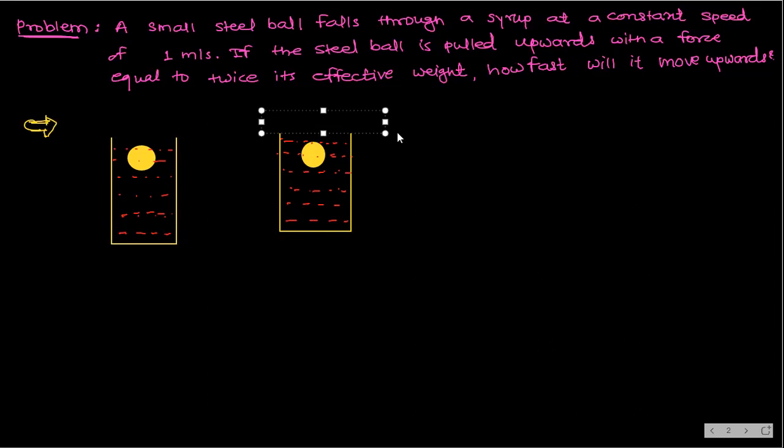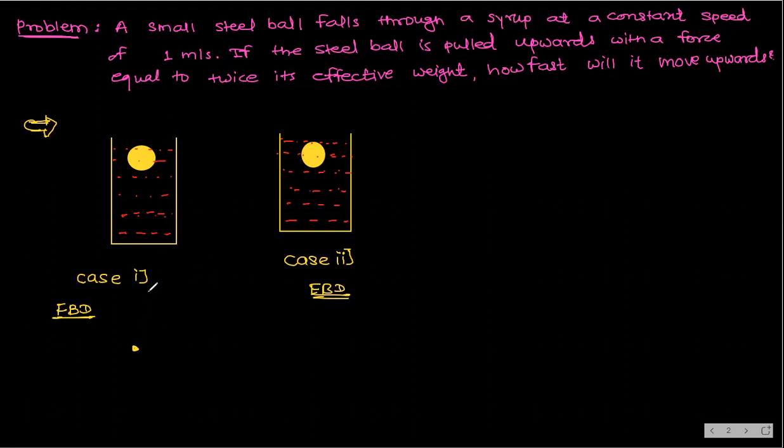Now what is the difference in the two cases? See here, this is case one, suppose, and here it is case two. Okay, this is case one and this is case two. So if I will draw the free body diagram, you just see, you will get a clear idea what is going to happen in first case and in second case. So here also I am drawing the free body diagram. Now a small steel ball is falling down through a syrup at a constant speed of 1 meter per second.